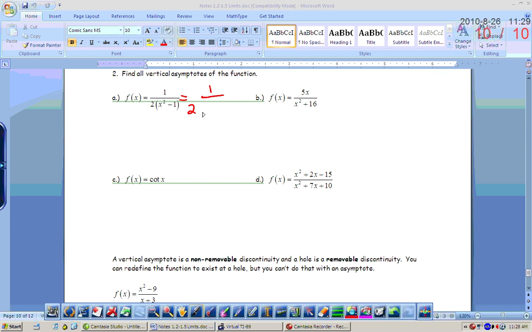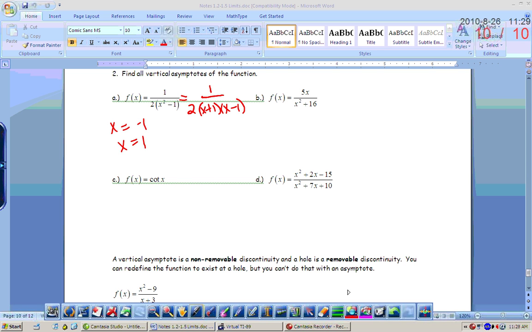Okay, I tend to just factor the bottom part. So what does x squared minus 1 factor into? Yeah. X plus 1, x minus 1. So how many vertical asymptotes do you think we're going to have? 2. One at x equal negative 1 and one at x equal positive 1.